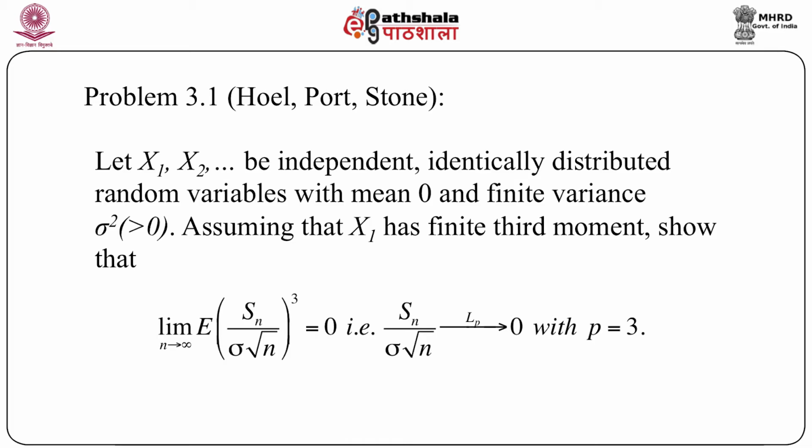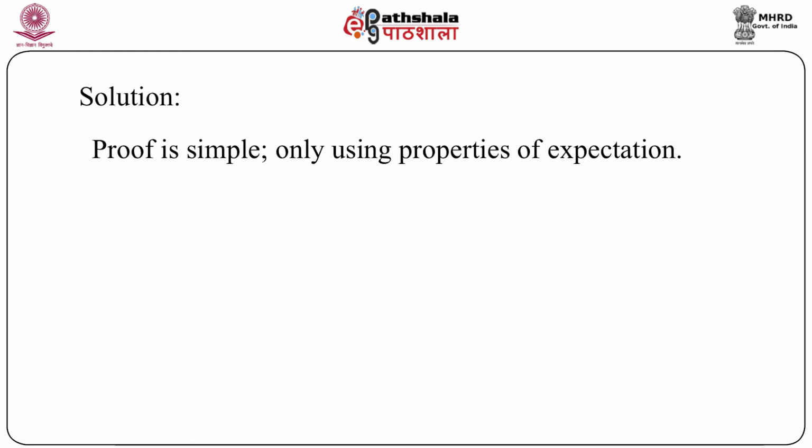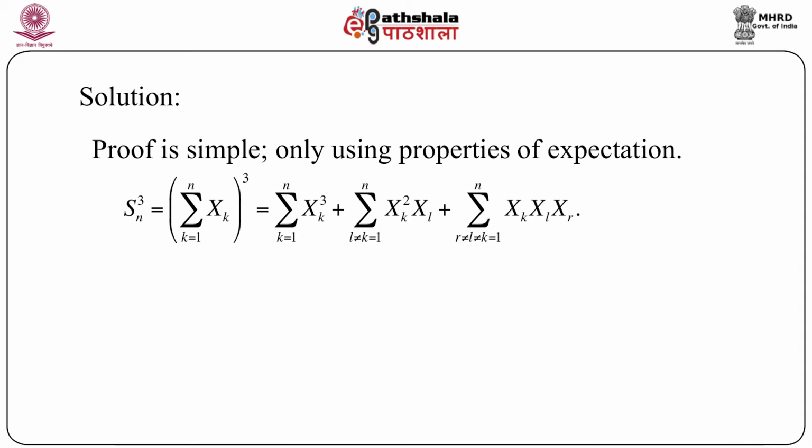So although this is a problem in the convergence in probability theory, it starts with a simple algebraic manipulation in deriving a few expressions which are essential in order to prove this result. And remember, we will use only the properties of expectation here. So the proof is supposed to be very simple. Let's see whether it is really simple or not. But remember, it starts with the algebraic manipulation of Sn cube.